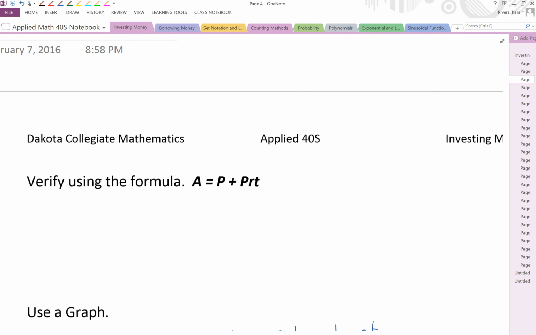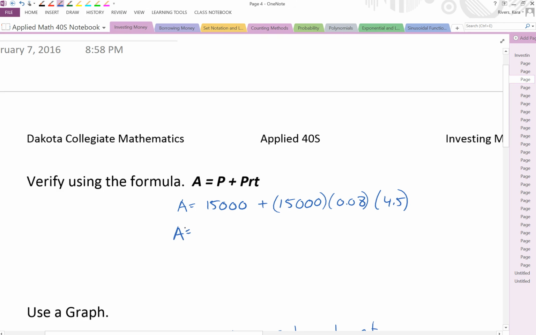So if we use the formula A equals P plus PRT, we should get the same answer that we got in the 4.5 years. So let's see if that's true. If we do that, our principal was $15,000. And now we're going to use the rate that she had of 0.08, but now instead of a t of 0.5, we're going to use a t value of 4.5. So to see at the end of those 4.5 years, what is her future value?